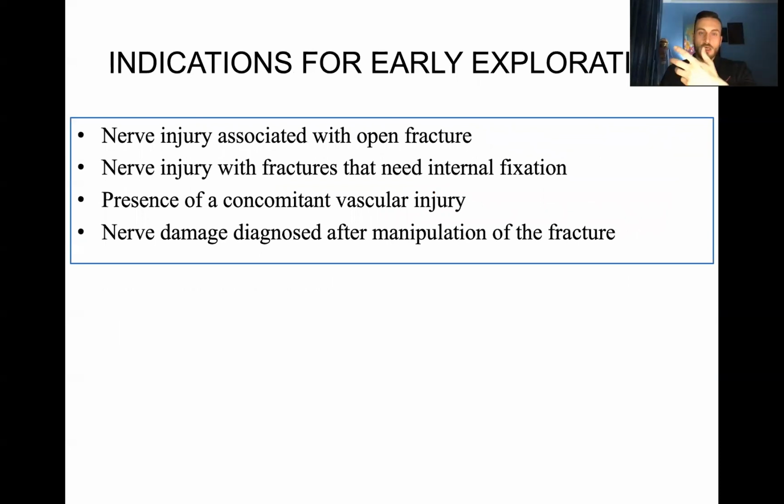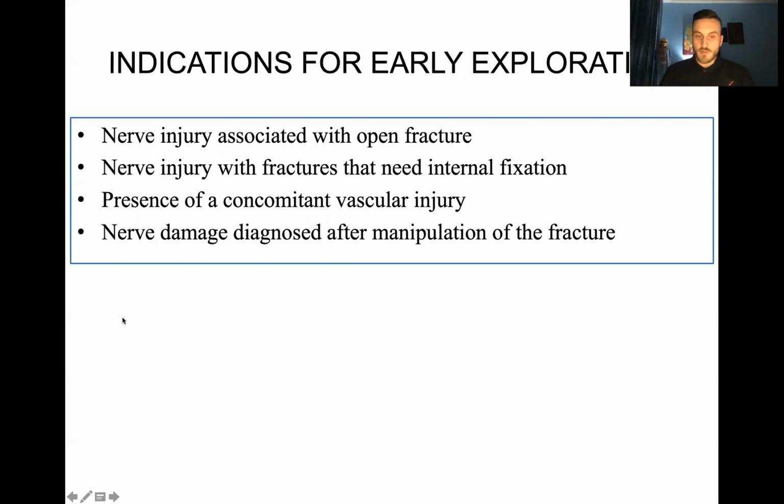Okay. Indications for exploration. If the nerve injury is associated with an open fracture, you go and do debridement, and you address the nerve injury. Fractures that need internal fixation already. For example, if we have a patient with a mid-shaft humerus fracture and he's having wrist drop, and you want to go and fix, when you open your incision and go through your approach, you have to check that the radial nerve is intact. Then you can put your plate on. And if it's not intact, you can repair it. If there is any concomitant vascular injury, and the vascular surgeon is already going in to do repair, you can go and do your repair too.